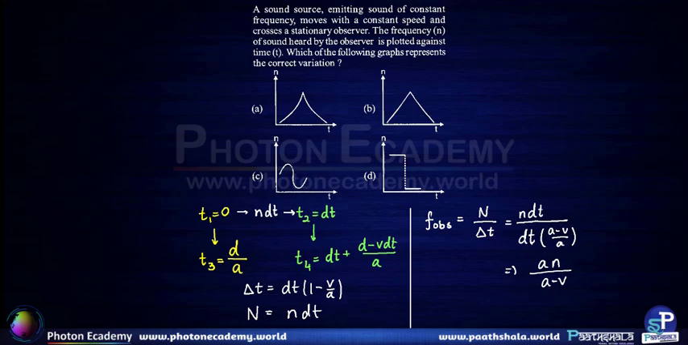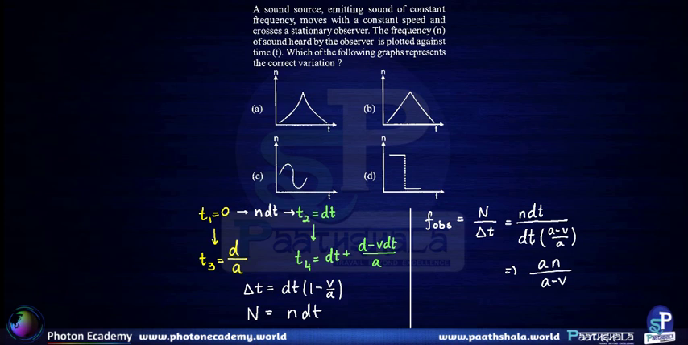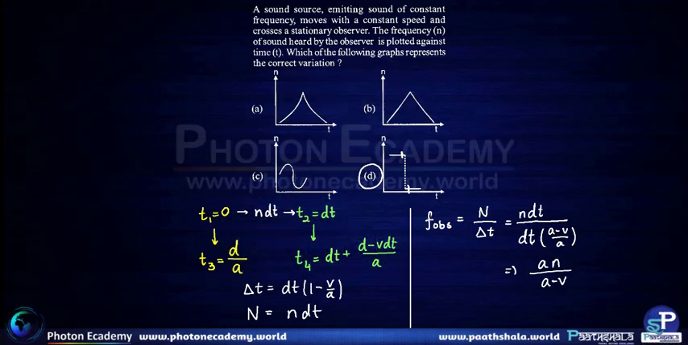Now we can see that when everything is constant, the observed frequency does not depend on the distance, but it only depends on the velocity between the source and the observer. Therefore, it would have a sudden jump as shown in option D, because at one point of time, let us say at this point, the source is moving towards the observer and it immediately switches direction, and therefore the sign of v changes. So we would have a sudden jump, which is shown in option D.